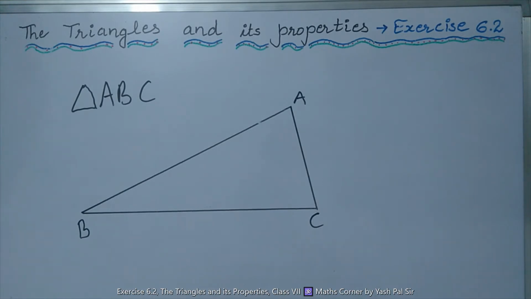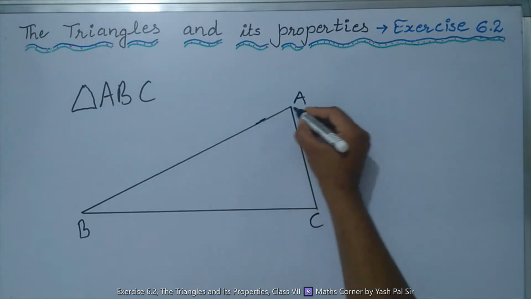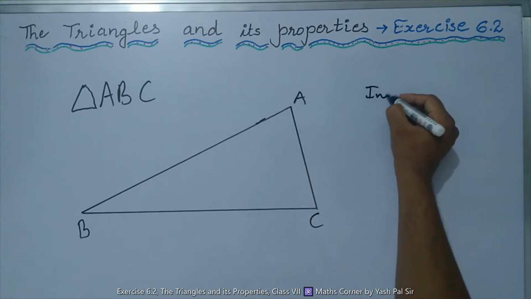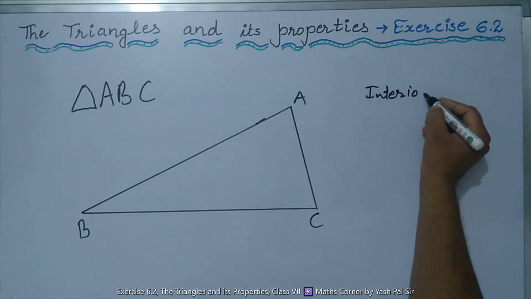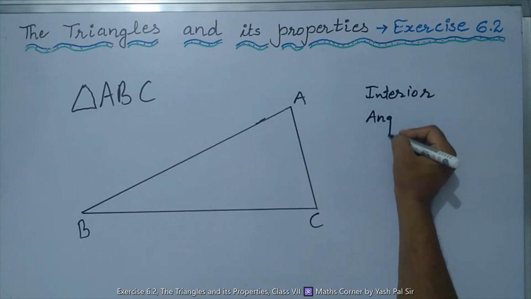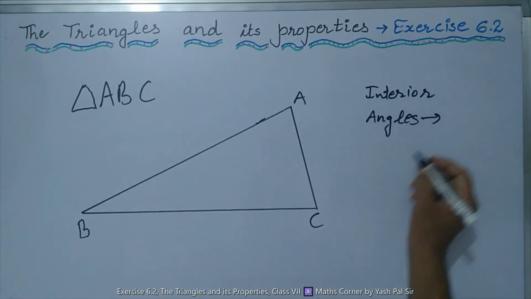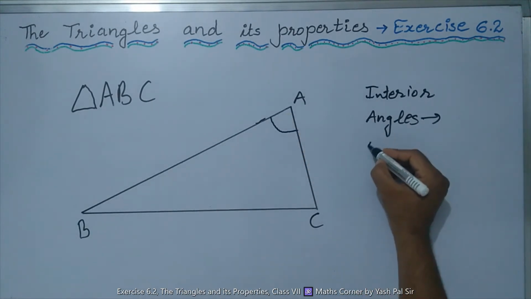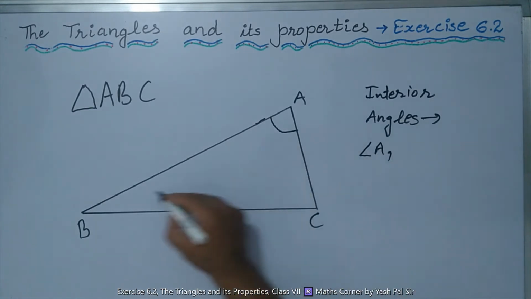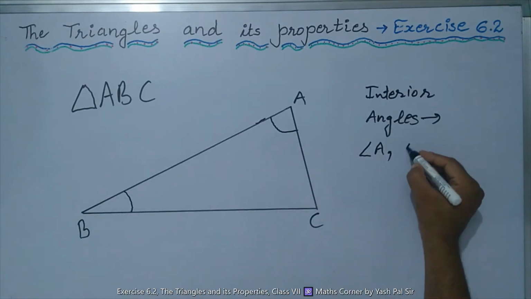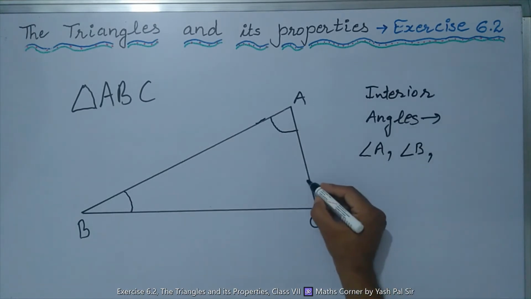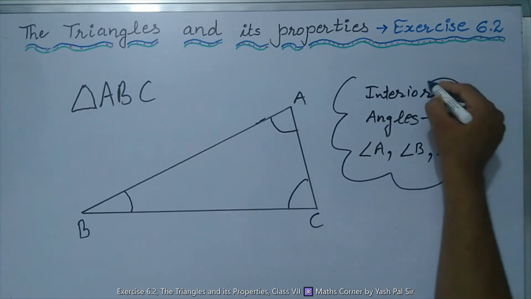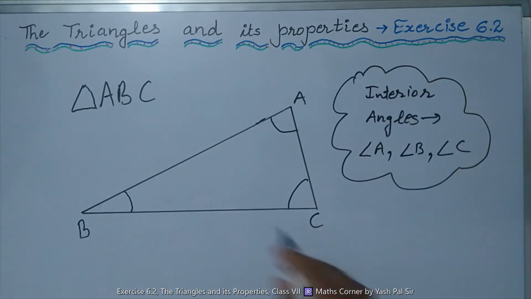Okay, now what is the property? First of all, what are the interior angles? Interior angles mean angles inside the triangle. The very first angle is angle A, second angle is angle B, and third angle is angle C. So these are called interior angles of the triangle ABC.